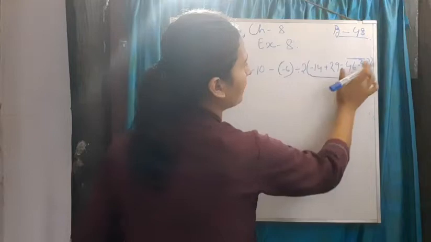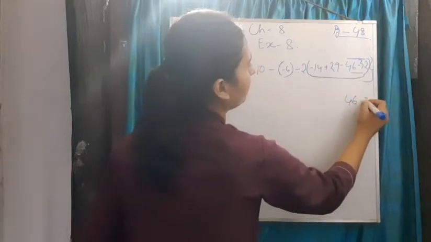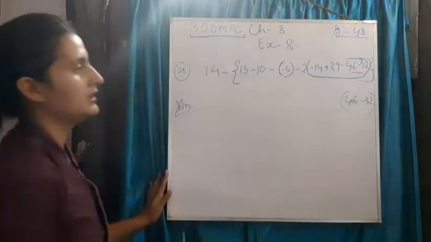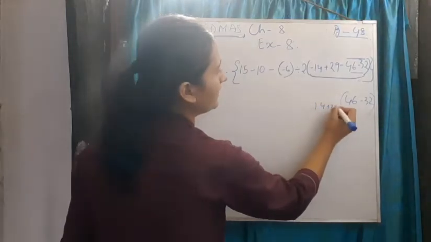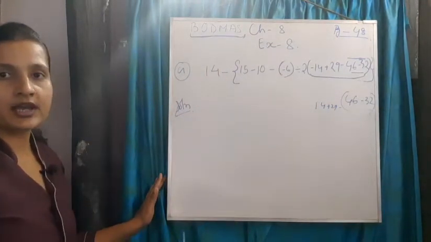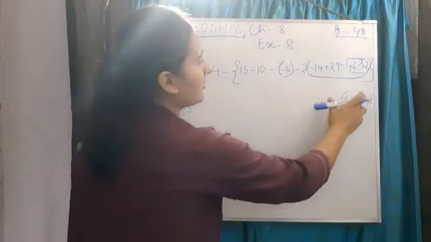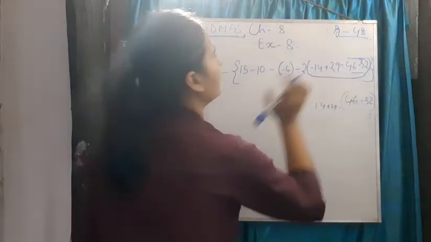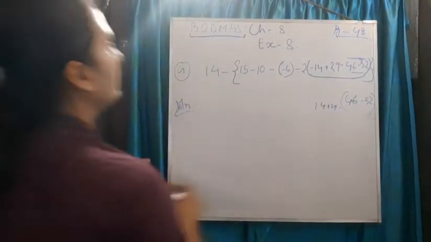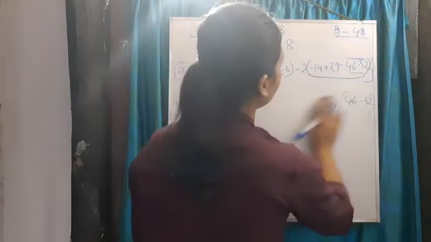Now suppose if I have to write this in a bracket, then how will I write? I will write 46 minus 32, right? Isn't it? 14 plus 29, correct? I hope you can see this. So instead of writing in this form, it is written here in this form. So first we will solve this.